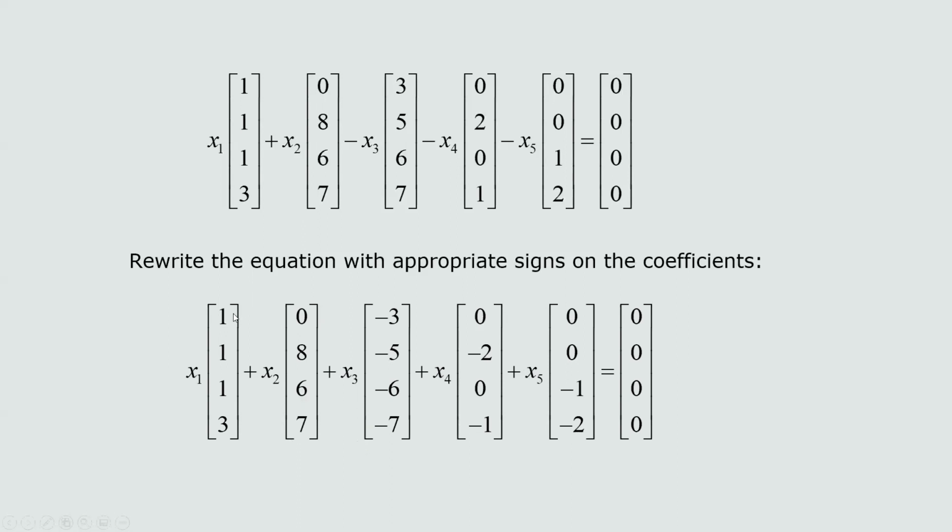So I have x1 times the vector 1, 1, 1, 3 plus x2 times the vector 0, 8, 6, 7 plus x3 times the vector -3, -5, -6, -7 plus x4 times the vector 0, -2, 0, -1 plus x5 times the vector 0, 0, -1, -2. And then it all equals the 0 vector. Now you're ready to solve. So stick it in an augmented matrix and row reduce to solve.